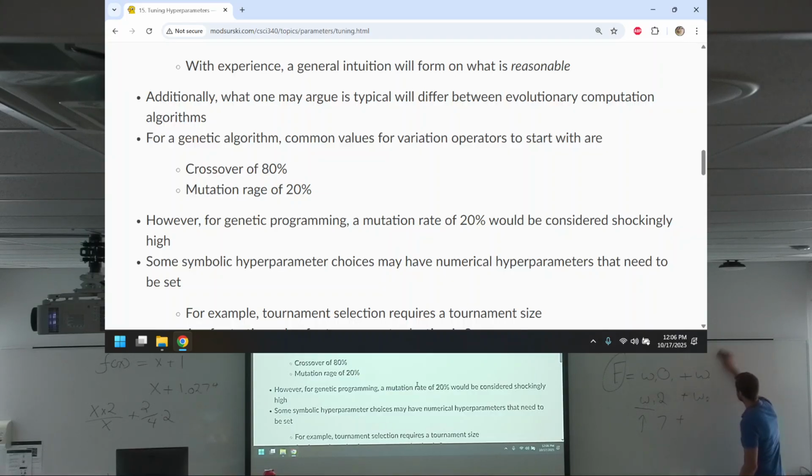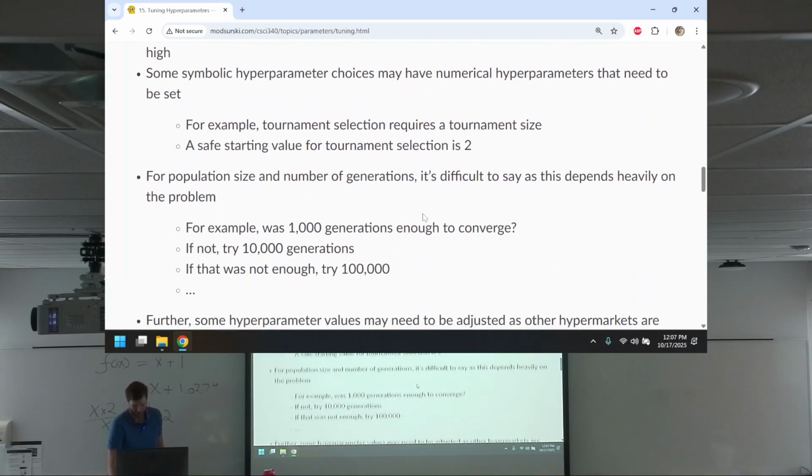I'll get rid of this just in case. Yeah, some symbolic hyperparameters have, oh, I already said that. For example, tournament, yeah, great.